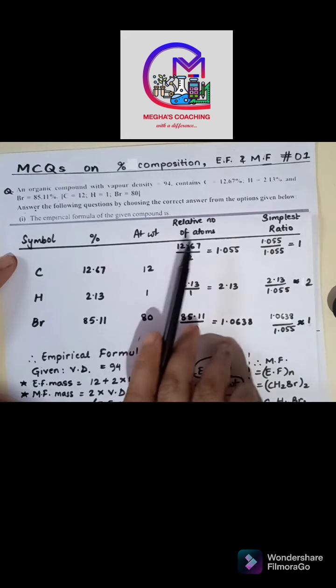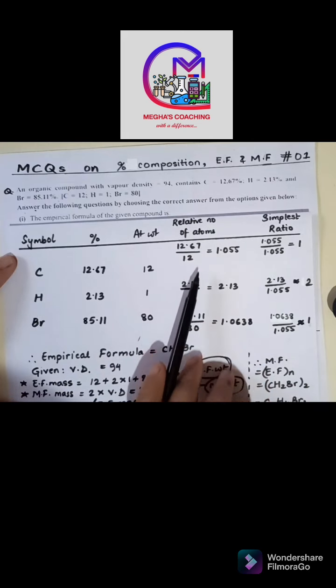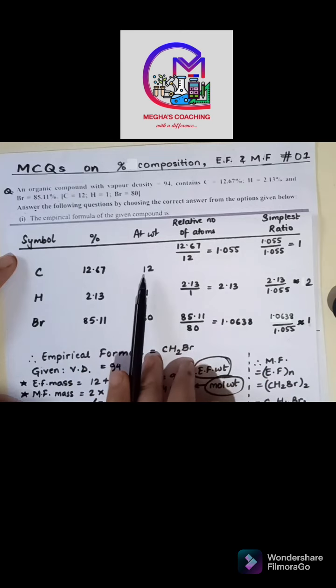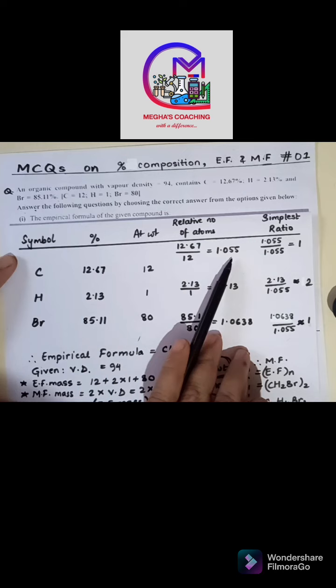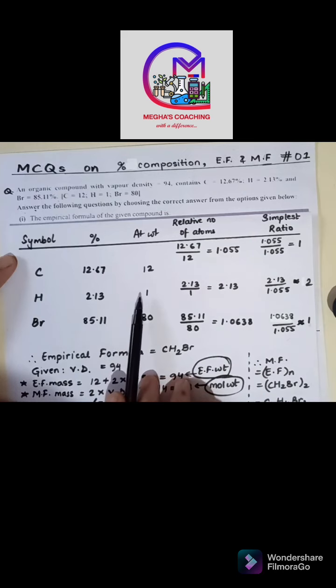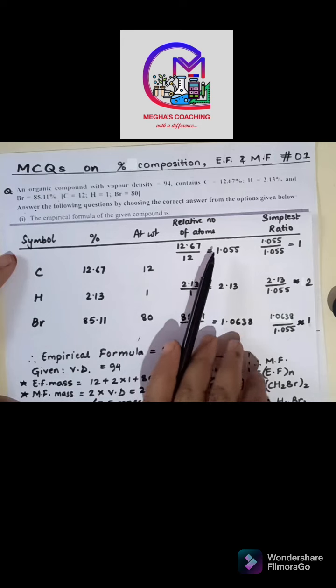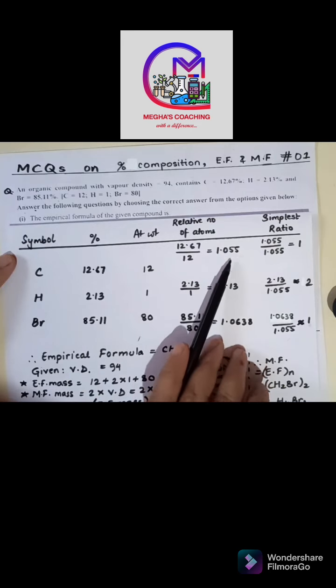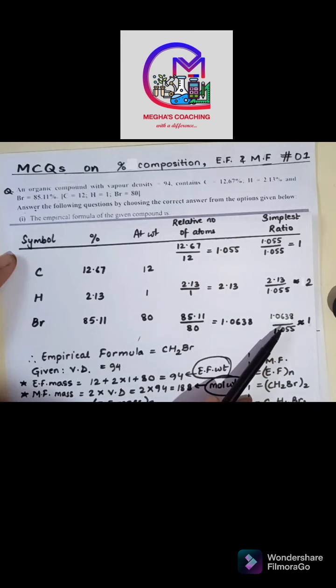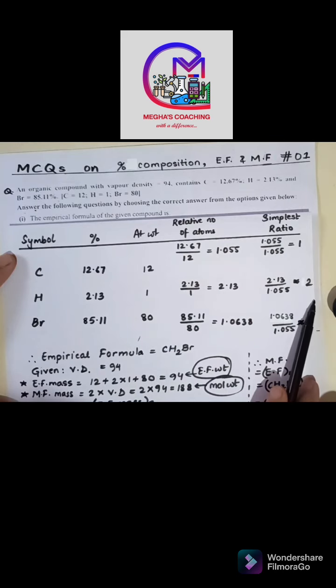Okay, so let's start. Relative number of atoms will be column 1 divided by column 2. So 12.67 divided by 12 will give you 1.055. 2.13 divided by 1 will give you 2.13. 85.11 divided by 80 will give you 1.0638. Now you have to see the smallest number, which is 1.055, and divide each of these with that number. Then you will get the simplest ratio.